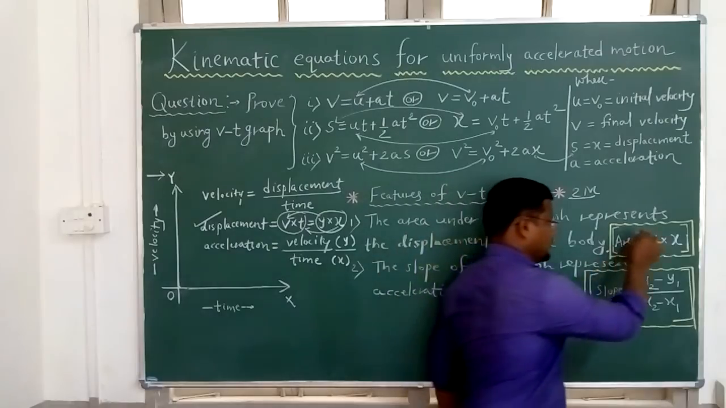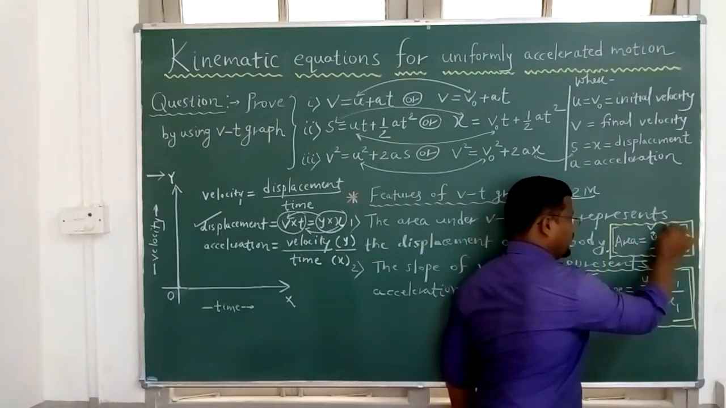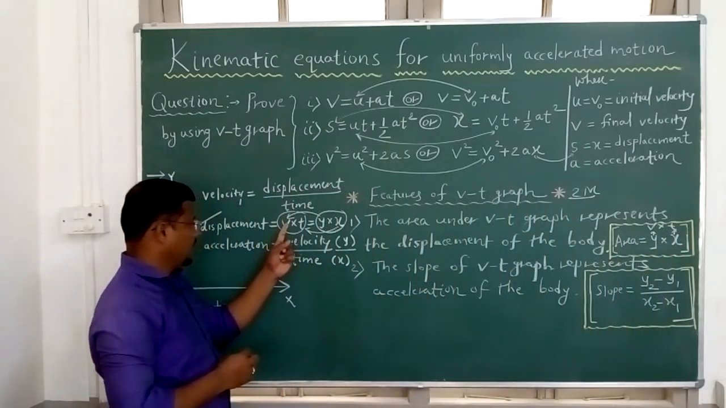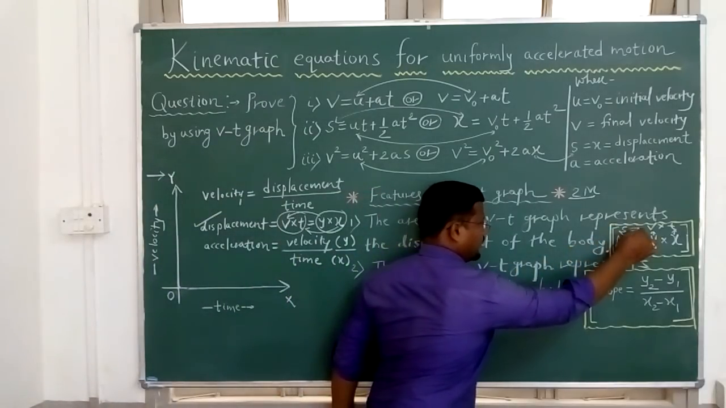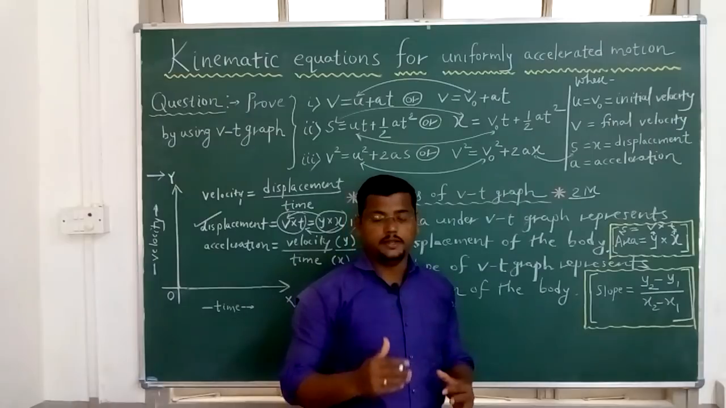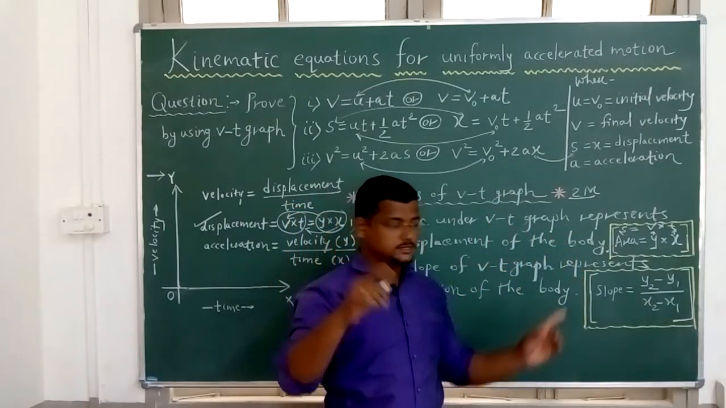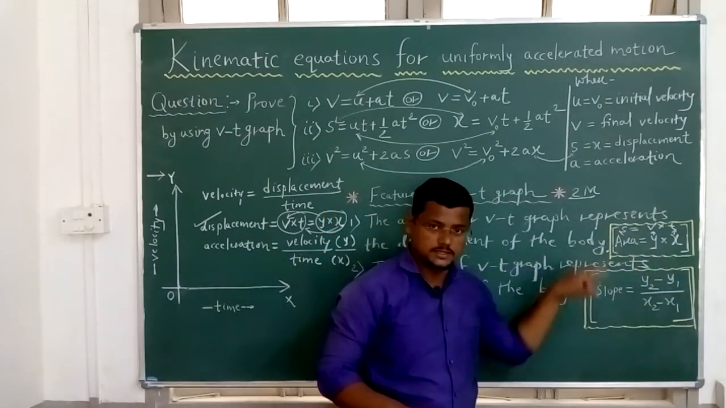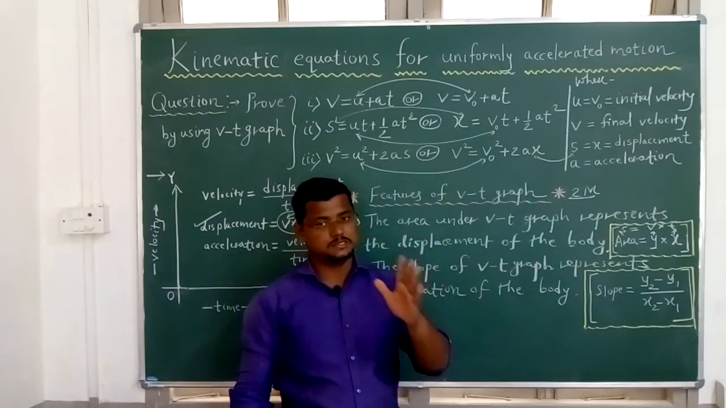I can write here also. Along the y-axis what do we have? Velocity. Along the x-axis what do we have? Time. And whenever velocity is multiplied by time, you will get what? Displacement. So the area of a VT graph gives the multiplication of y-axis into x-axis. Along the y-axis velocity, along the x-axis time. So velocity into time is displacement. So the area under a VT graph represents displacement.